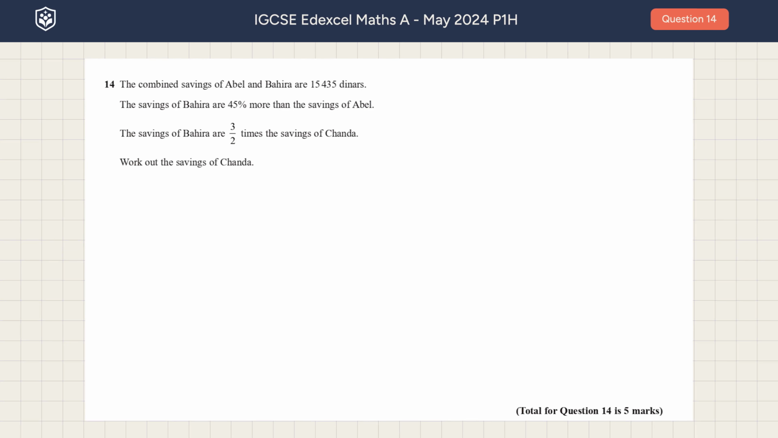Question 14 asks us to work out the savings of Chanda. We know the combined savings of Abel and Bahira are 15,435 dinars, and the savings of Bahira are 45% more than the savings of Abel, and also that the savings of Bahira are 3 over 2 times the savings of Chanda.